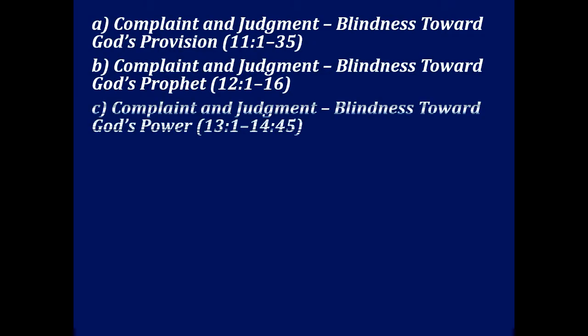But these were direct attacks, we'll find. They were direct attacks against God's leadership and then against God himself. In chapter 13, verse 1, the spies are going to be sent into the land of Canaan, and this is blindness towards God's power. This is the major turning point, if you will, in Numbers. And this is the disobedience, the rebellion at Kadesh Barnea.